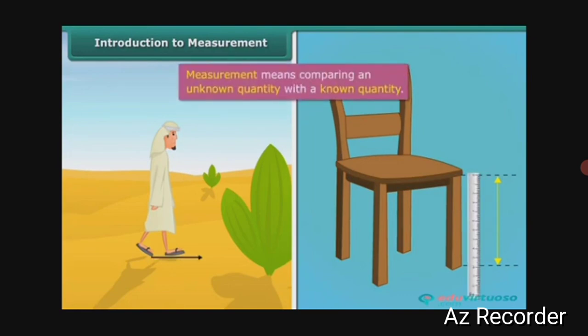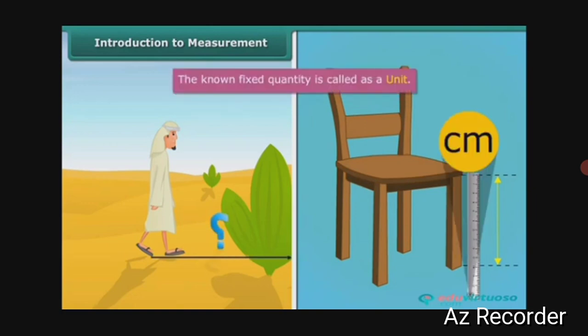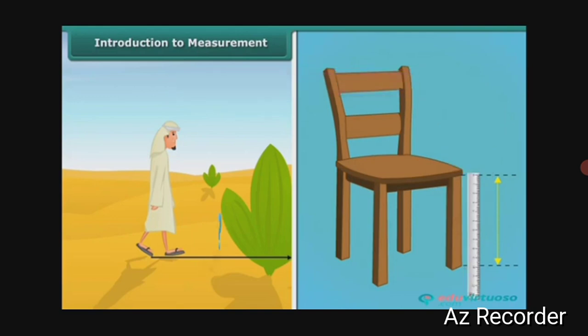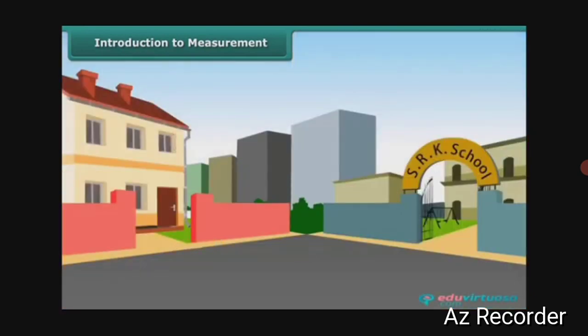Measurement means comparing an unknown quantity with the known quantity. This known fixed quantity is called a unit. When you derive the results of the calculation, you will get the measurement in two parts. One is the number, the other is the unit of the measurement. You can also calculate the distance from one place to another, for example, the distance of the school from your house.